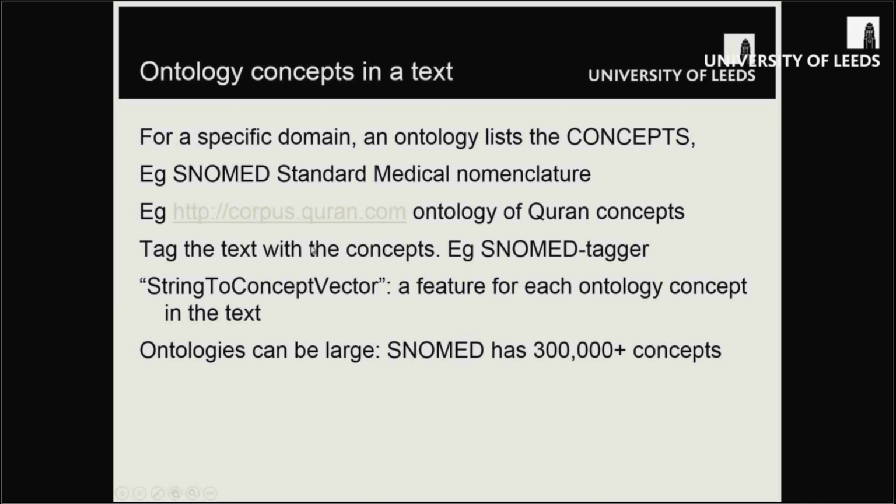Now for the Quran ontology, there's only 1,000 or so concepts, and that works. So any Quranic verse can be mapped onto some vector containing only 1,000 possible concepts. Unfortunately for medicine, it's a bit more complicated. SNOMED has, last time I looked, over 300,000 concepts. So this is actually worse than just the words, because there's just too many medical concepts. So maybe that doesn't work.